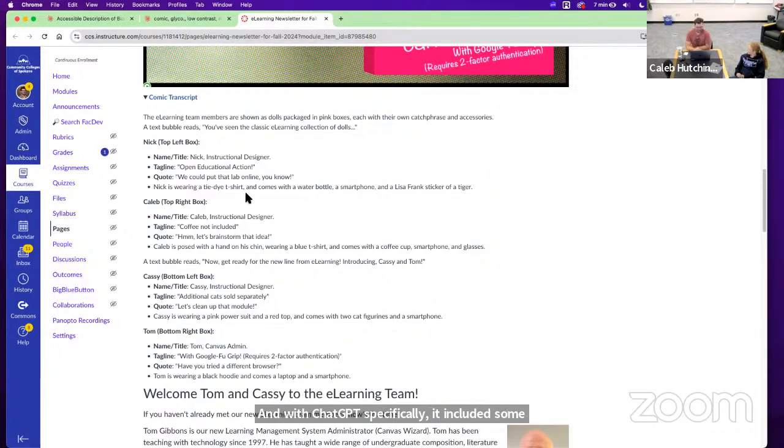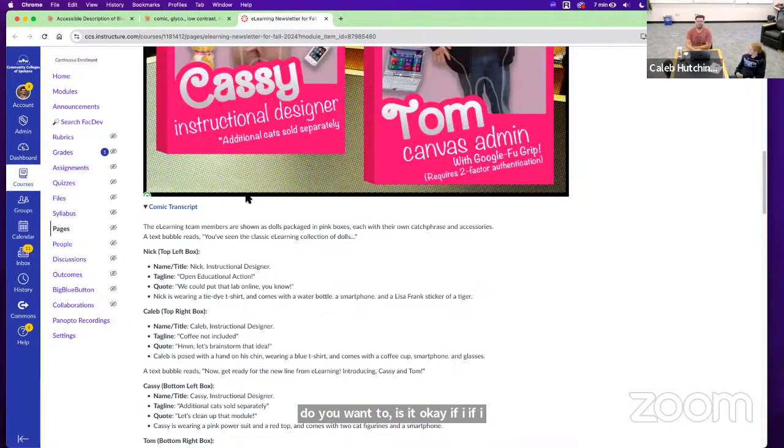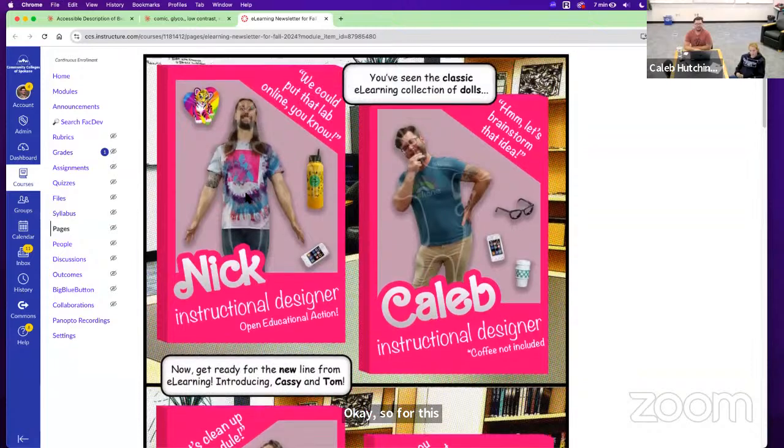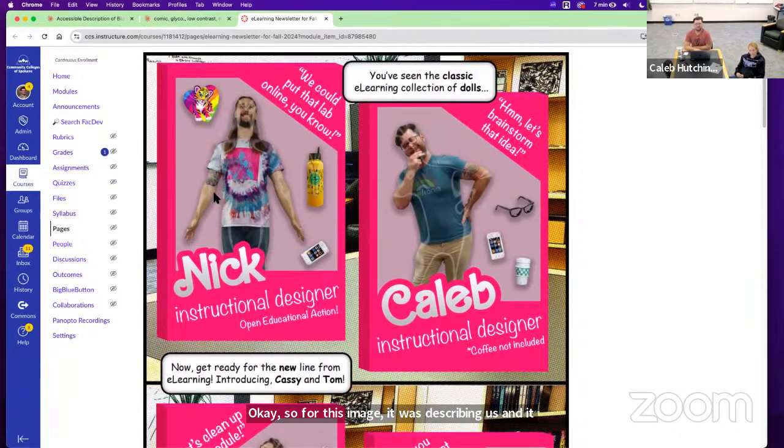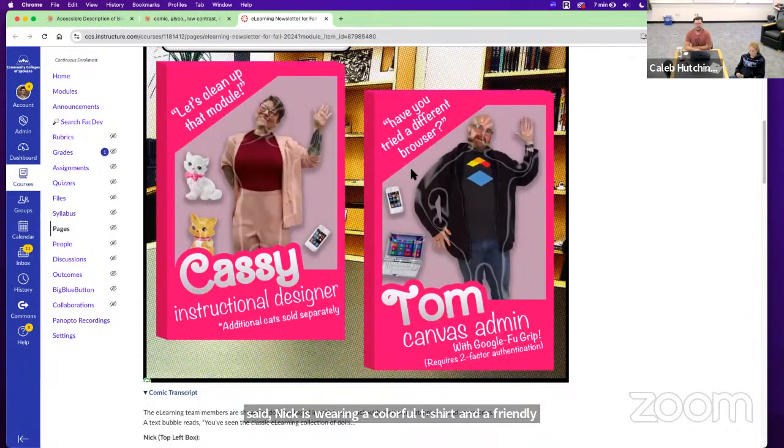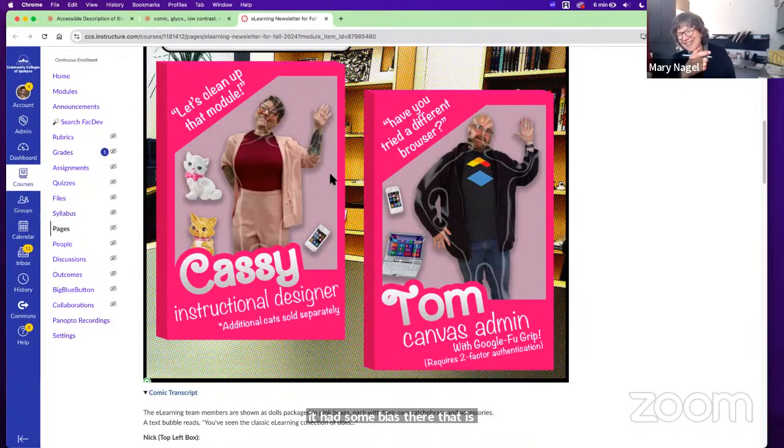Okay, so for this image, it was describing us. In the original ChatGPT version, it said, Nick is wearing a colorful t-shirt and a friendly expression, and Caleb is wearing a t-shirt, and Cassie is wearing a hot pink blazer and a sassy expression. And I was like, oh, why did it call Cassie sassy, but it didn't say anything about us? So it seems like it had some bias there that is not super cool. I had a problem with that.